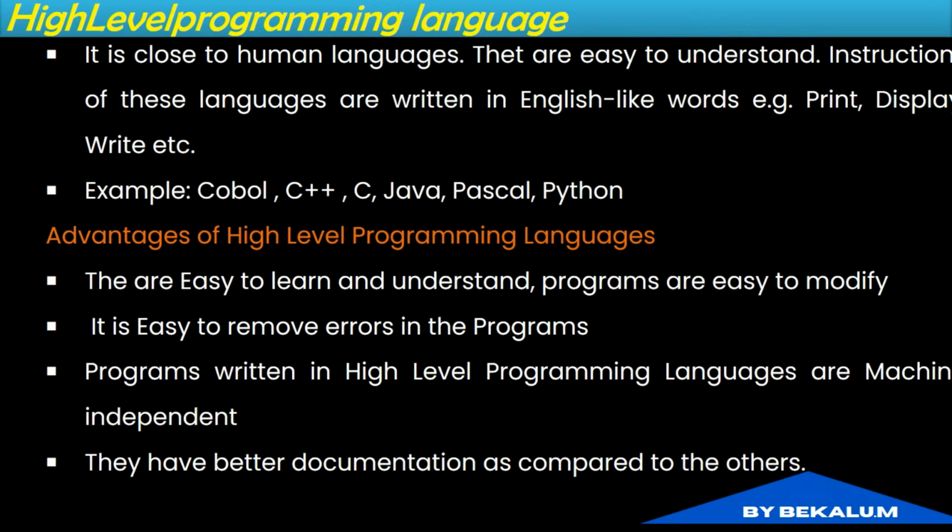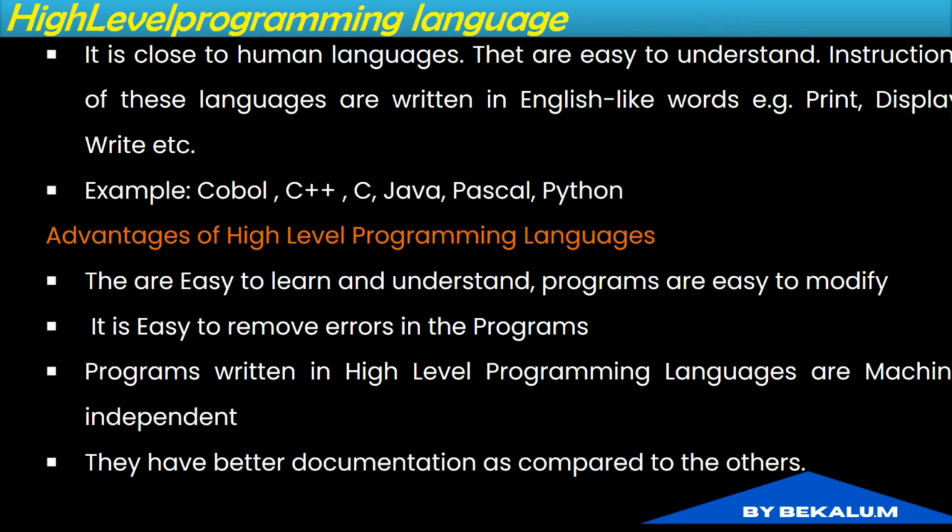Let's see the high-level programming language. It's close to human language. They are easy to understand, and the instructions of this language are written in English-like words, such as print, display, and write. COBOL, C++, C, Java, Pascal, Python, R, Ruby, and others are examples of high-level programming languages.